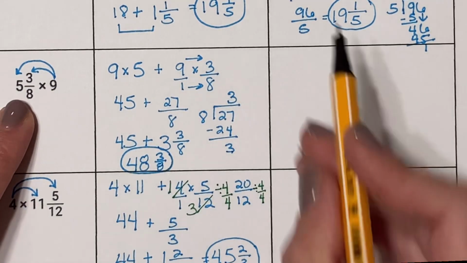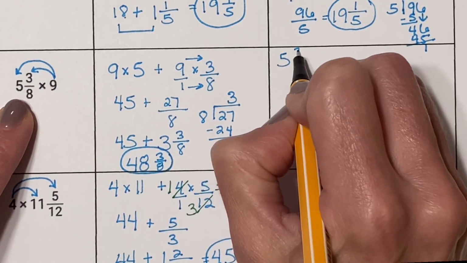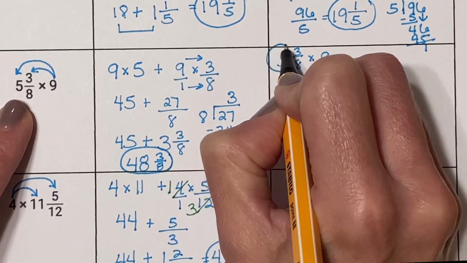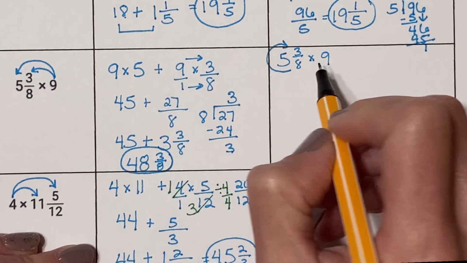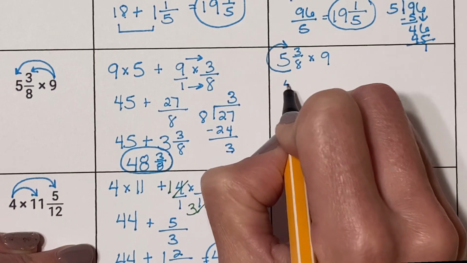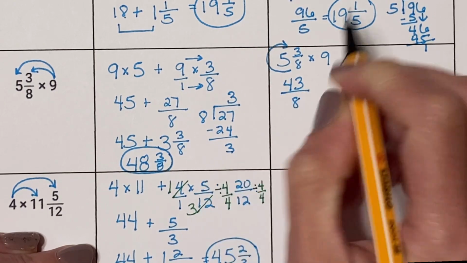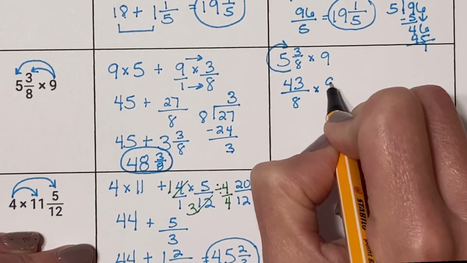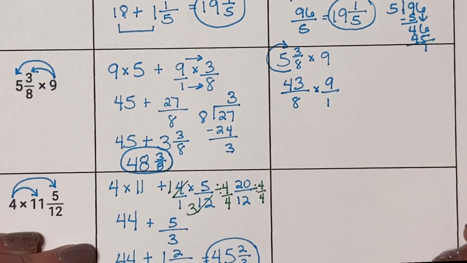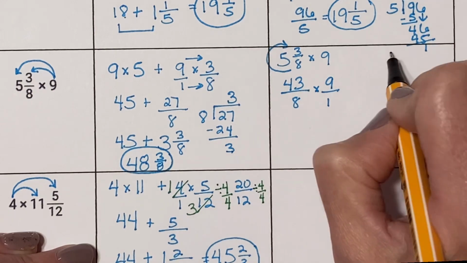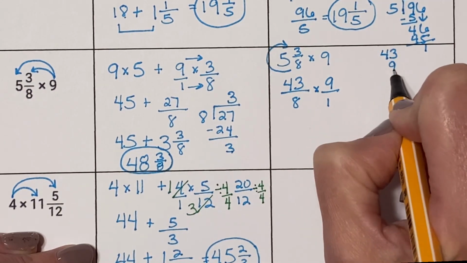All right, 5 3/8 times 9. So 5 3/8 times 9. I'm going to change my mixed number to an improper fraction. 8 times 5 is 40, plus 3 is 43. So 5 3/8 is 43/8 times 9, and I'm going to put that over 1. So I have numerators and denominators. Okay, it's a little icky. I have to do 43 times 9. Yuck, but oh well, must be done.